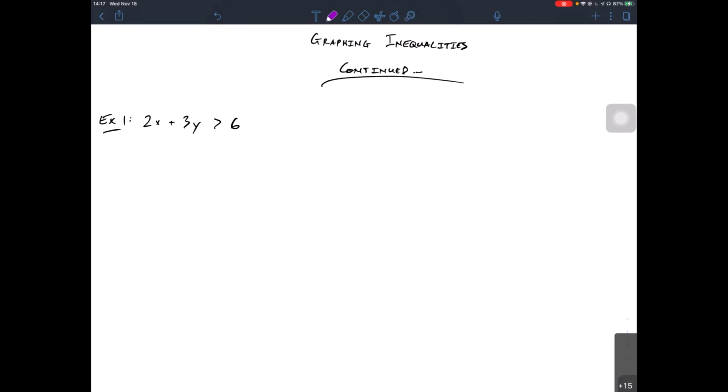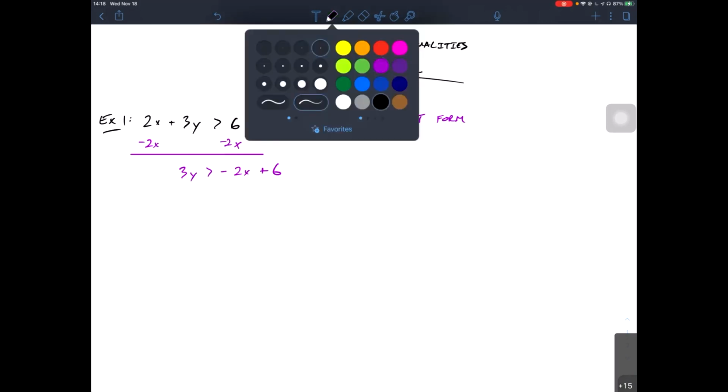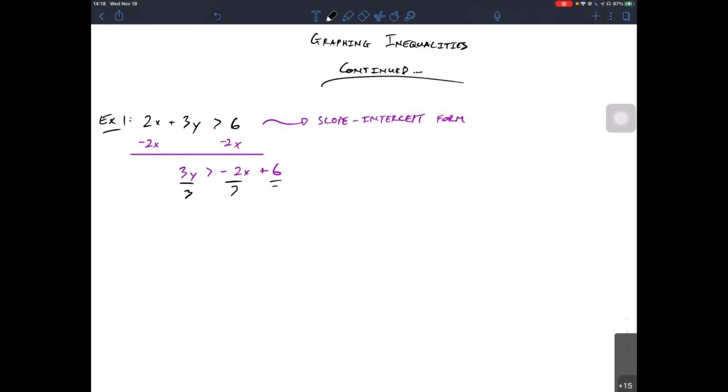So you see this equation. I hope you know that you're supposed to put it in slope intercept form before you can do anything with it. And again, that was from the introduction of graphing. You will subtract 2x on both sides, and then you're left with 3y is greater than negative 2x plus 6. Then you're going to divide both sides by 3, and it's always easiest to just divide each piece by 3. You're left with y is greater than negative 2 over 3x plus 2. So this is the inequality you will be graphing.